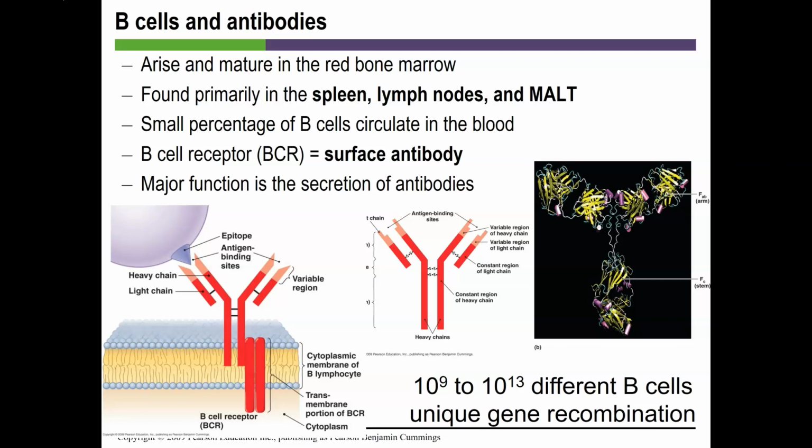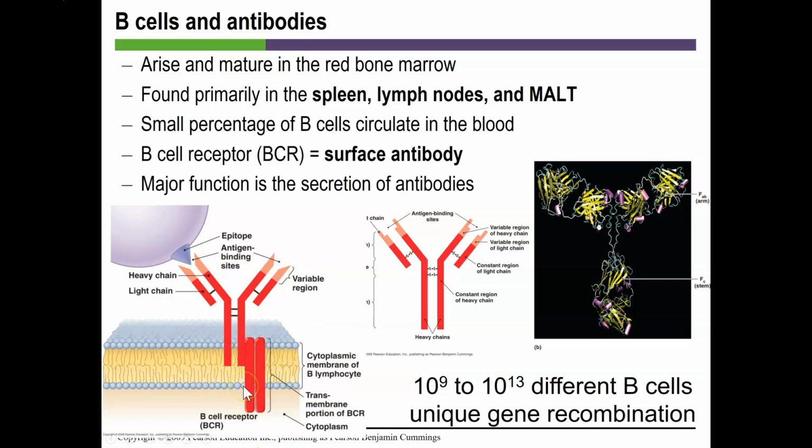So B cells make antibodies. Antibodies are proteins important to the immune response. B cells are made and mature in the bone marrow, and they're going to be found in that same type of lymphoid tissue as T cells, such as spleen, lymph nodes, MALT, and GALT. Some of the lymphocytes are circulating in the blood, and they have a B cell receptor on the surface. But the B cell receptor is just anchored antibody, as shown right here.